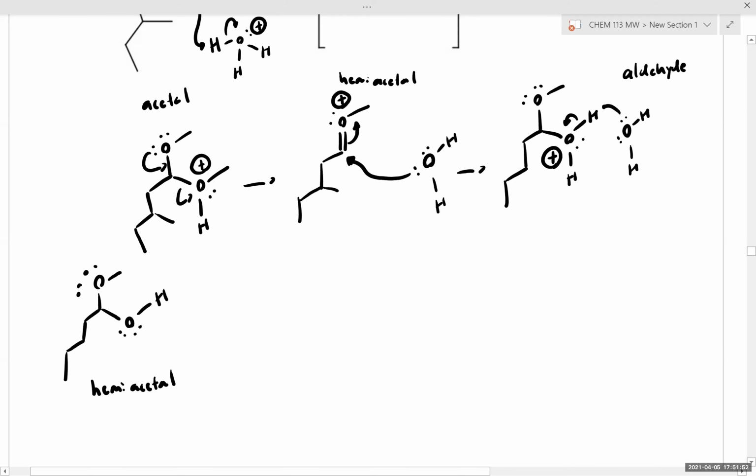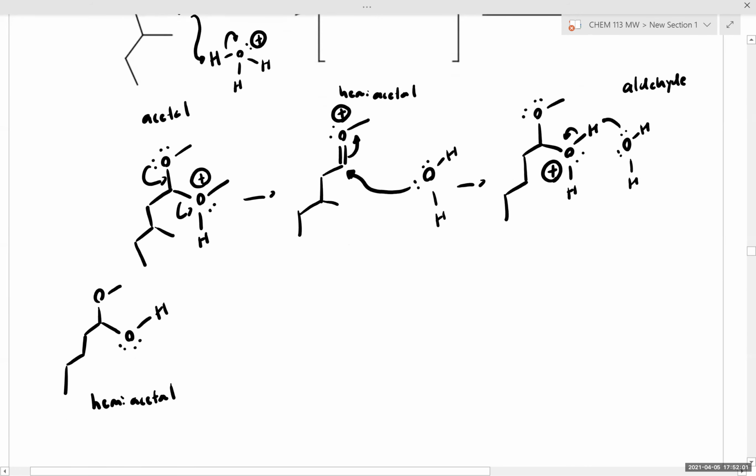So we have these basic lone pairs. We're still under acidic conditions. So what will happen? Following this pattern of protonation, loss of a leaving group, what do we think is going to happen next?